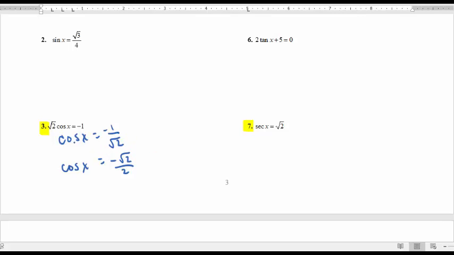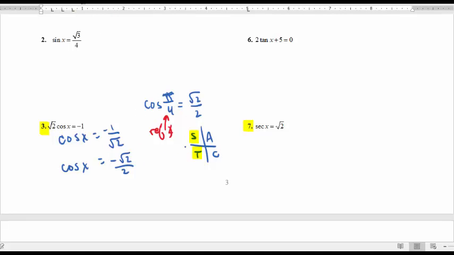So again, now thinking unit circle, right? So on the unit circle, we knew that the cosine of pi over 4 was the square root of 2 over 2. So pi over 4, in this case, this is our reference angle. But then again, looking at ASTC, right, where is the cosine negative? The cosine is going to be negative in the second and the third quadrant, right?